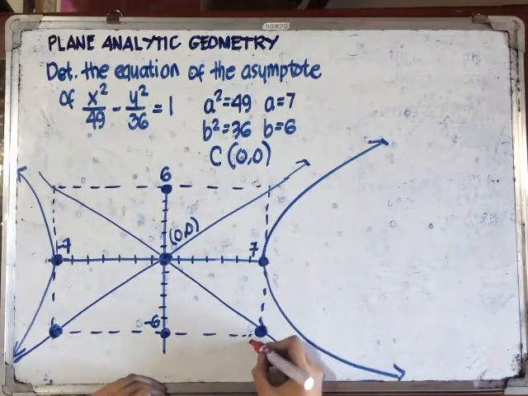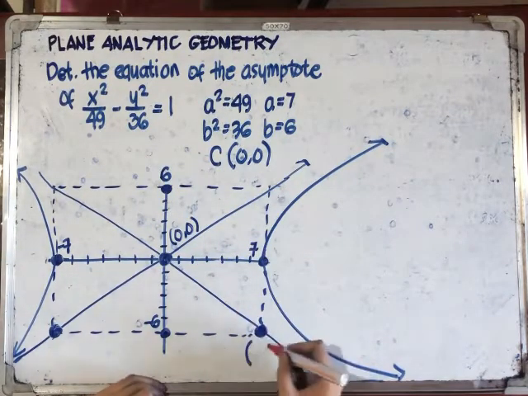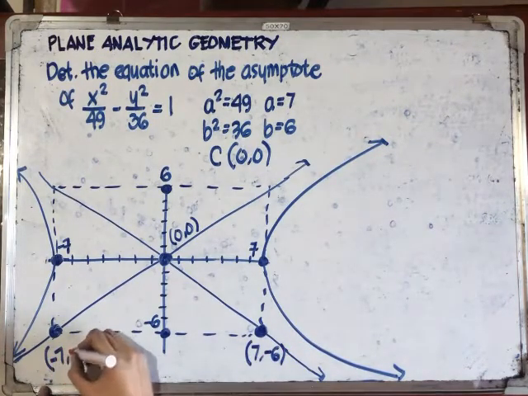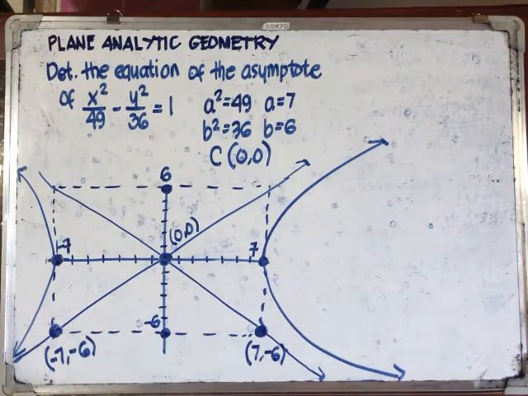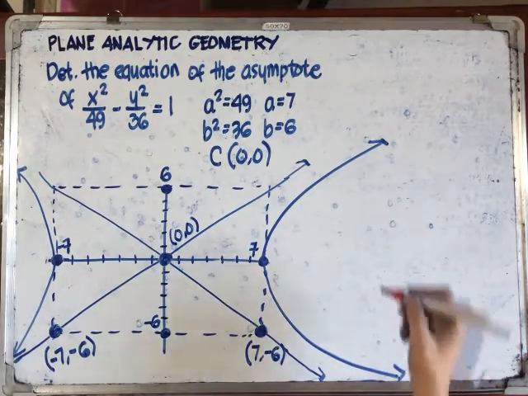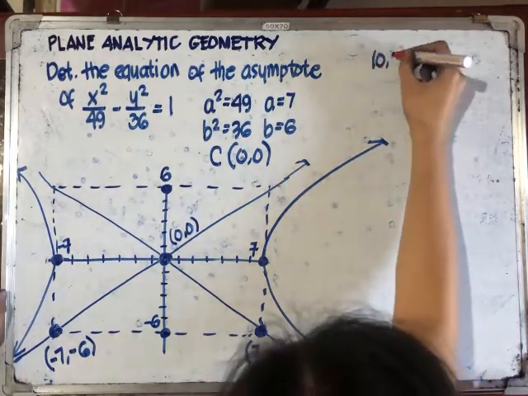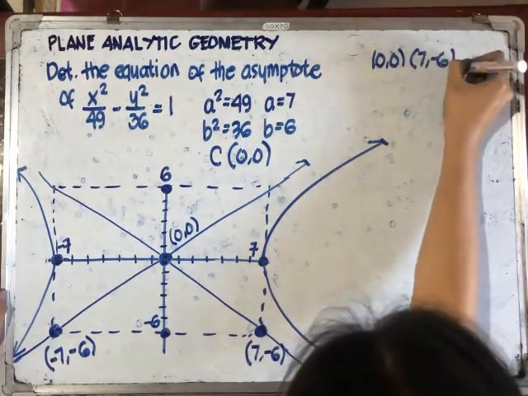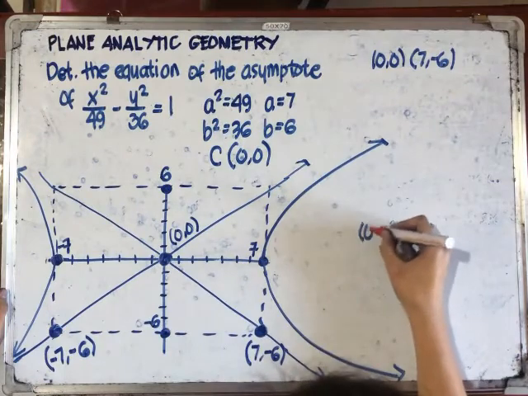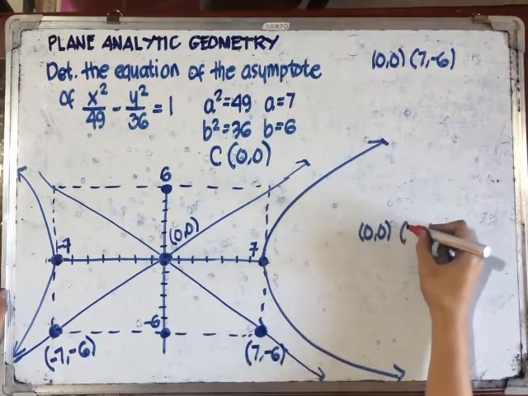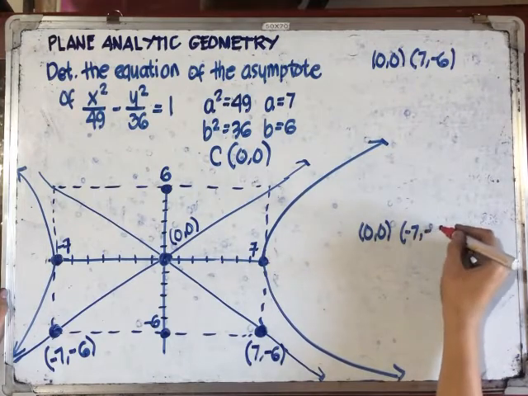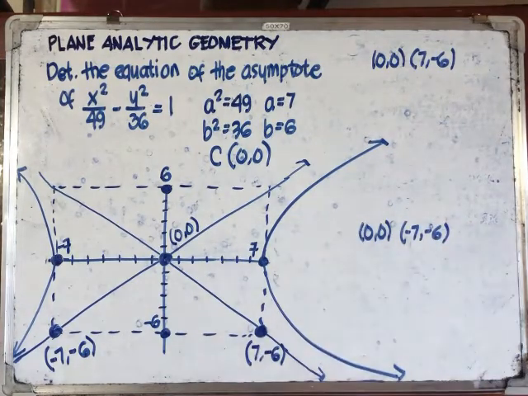So, maybe we can use this point. Ilan ba to? 7, tapos -6. Right? Ito namang point na to is -7, -6. So, for our first asymptote, we can use the points 0, 0, and 7, -6. For the second one naman, we have 0, 0, -7, -6. So, ganun lang siya kasimple.